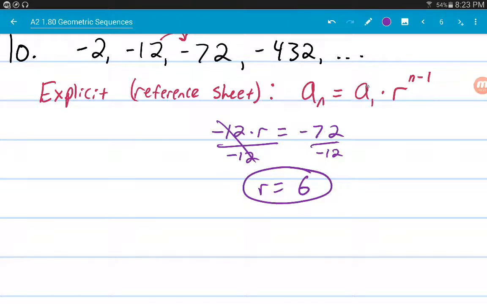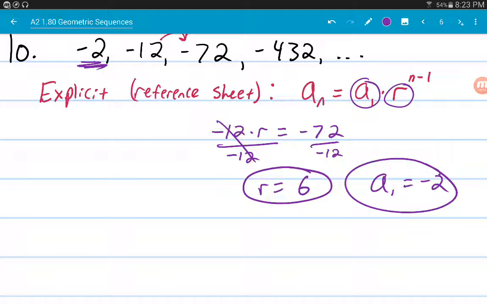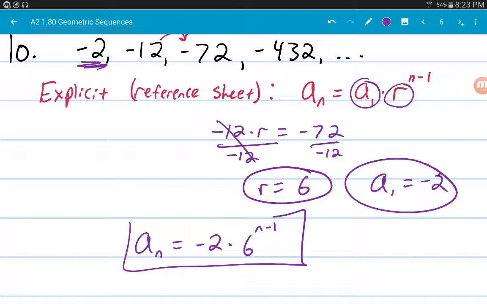And now that I have r, I also need a sub 1. Well, that's just going to be negative 2. A sub 1 equals negative 2. Now when I plug those in, I have the explicit formula. A sub n equals negative 2 times 6 to the n minus 1 power. And that's the explicit formula.